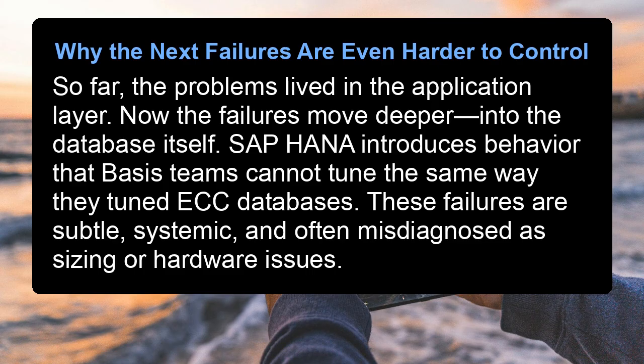Why the next failures are even harder to control. So far, the problems lived in the application layer. Now the failures move deeper, into the database itself. SAP HANA introduces behavior that basis teams cannot tune the same way they tuned ECC databases. These failures are subtle, systemic, and often misdiagnosed as sizing or hardware issues.